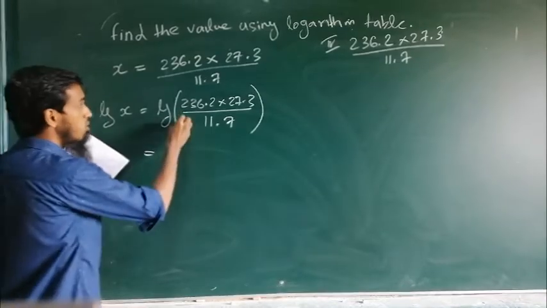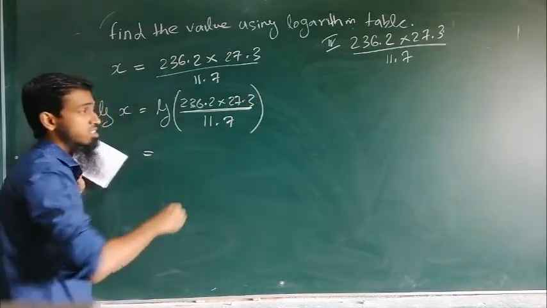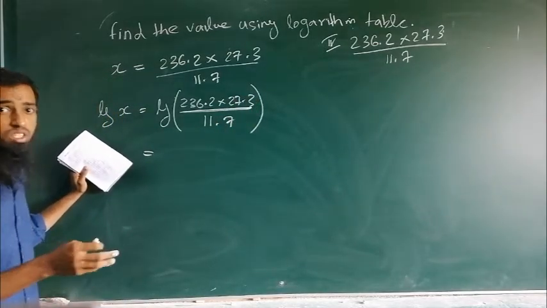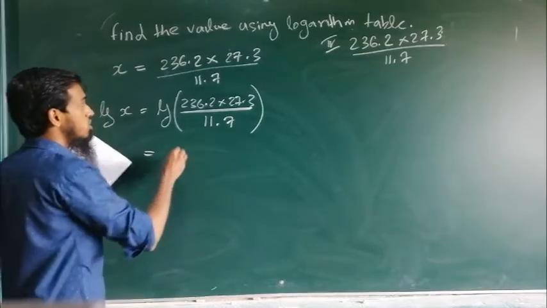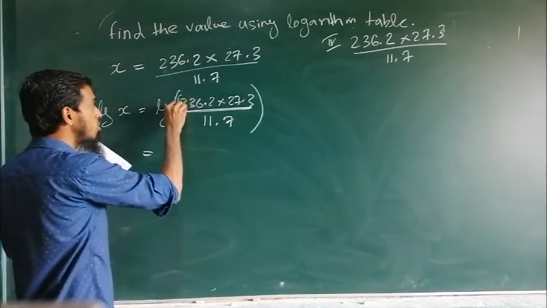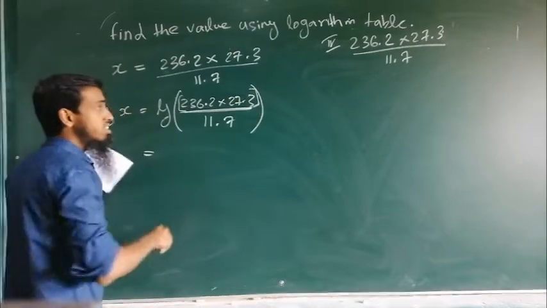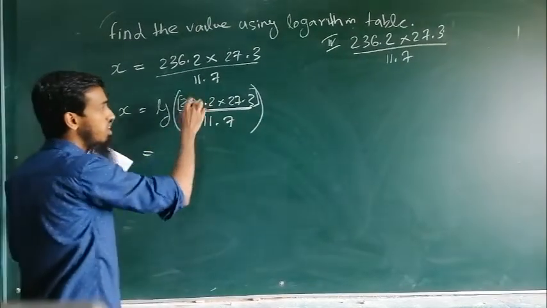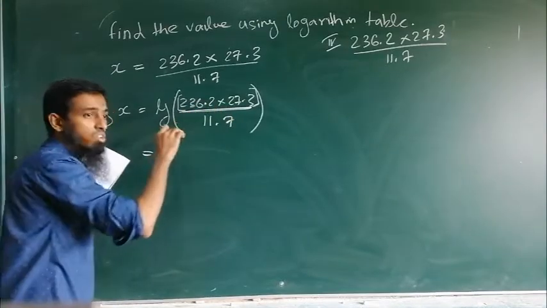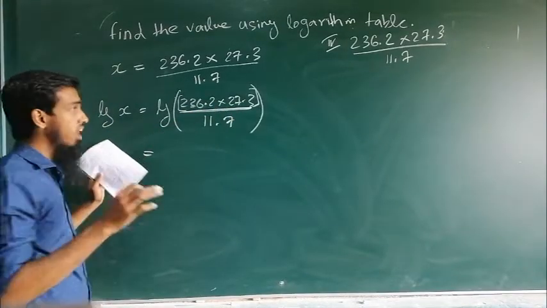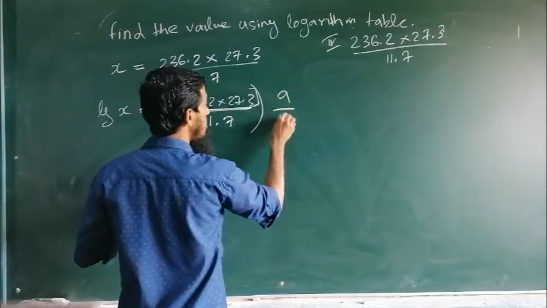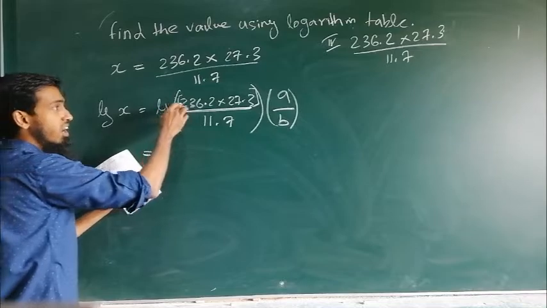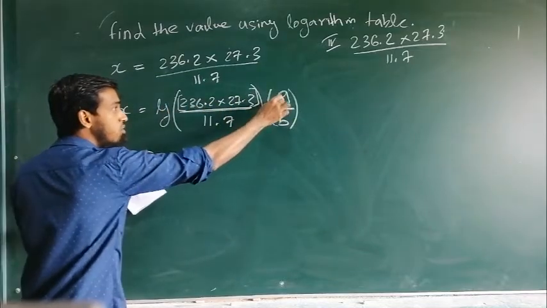First step, we write the division first, and then we go for the multiplication. Always we write the division first. So we think the numerator part as a single value. In this step, we have two different values on the numerator, but we think like A over B. So LG A over B. We think the entire numerator as a single value.